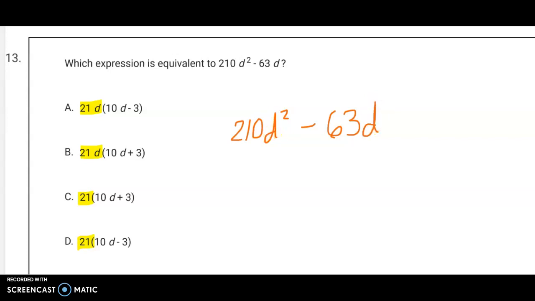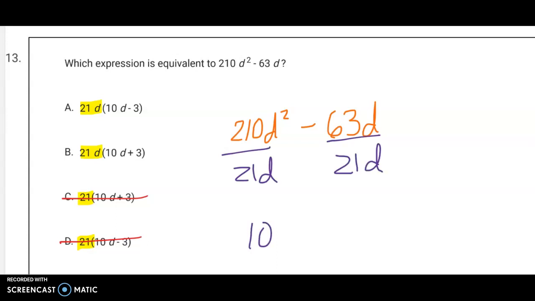Okay, so that means these two are not correct because the GCF is not 21, it's 21D. So now we're dividing each of them by 21D to get what remains. 10D minus, remember the GCF goes in front, and 63 divided by 21 is 3. Okay, and it's a minus, so that tells us it's A.